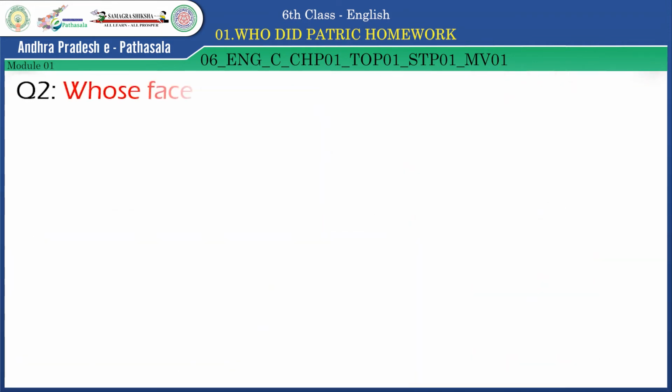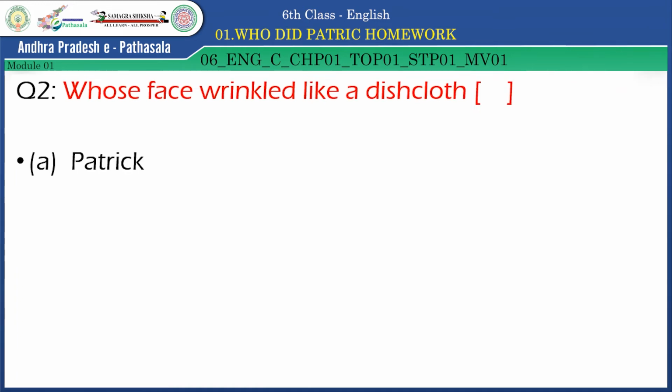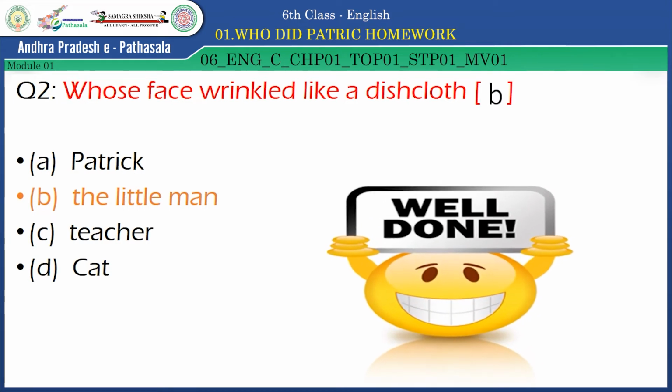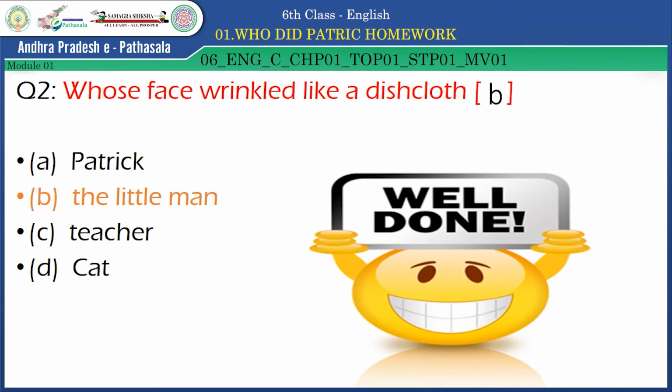The question is, whose face wrinkled like a dishcloth? Option A, Patrick. Option B, the little man. Option C, teacher. Option D, cat. Which one is the answer? Think it. Yes, the answer is the little man. Option B. Well done. Let's continue the lesson.